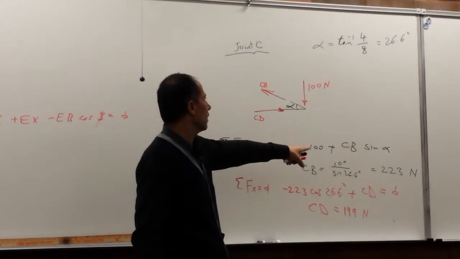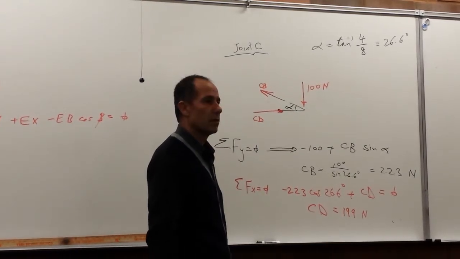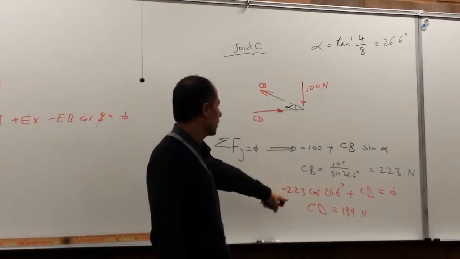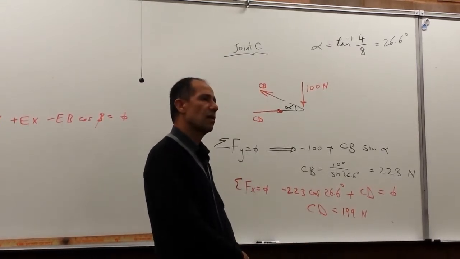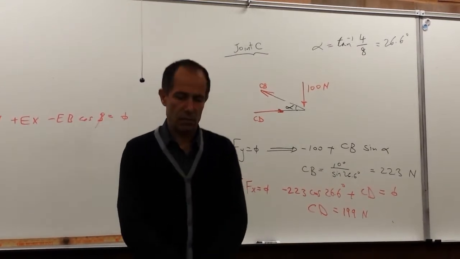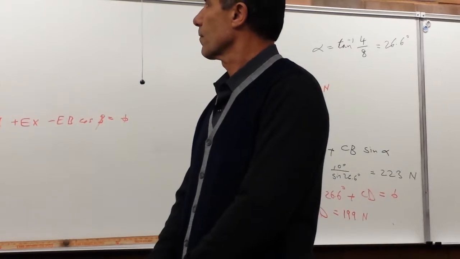Negative 100, positive CD sine alpha. Yeah, that's right. What did we get? Okay, 223 cosine of 26 is 199. What did we get for angle B? 200. Yeah, we didn't plug in B.